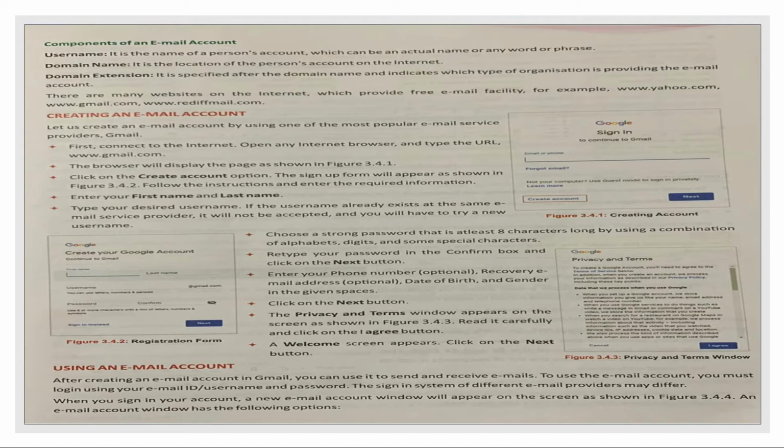Suppose you want to create an email ID. You have to click on the create account button out here. You can see the create account, and here is the email, and here you have to click on next afterwards. So first connect to the internet, open any internet browser, and click on the create account option. The sign up form will appear as shown out here.